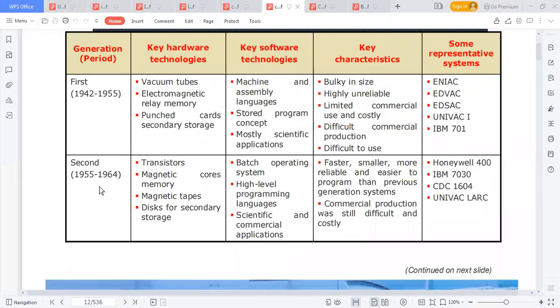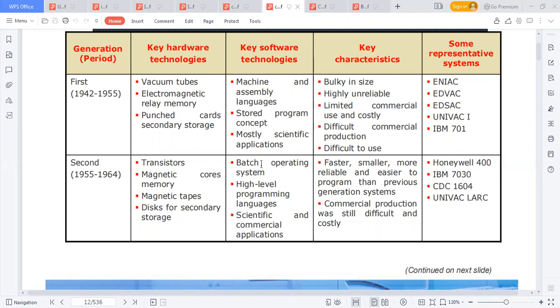So the second generation of computers runs from 1955 to 1964. The key hardware technologies are transistors and magnetic core memories, with magnetic tapes and disks for secondary storage. That means this is very updated compared to the first generation.